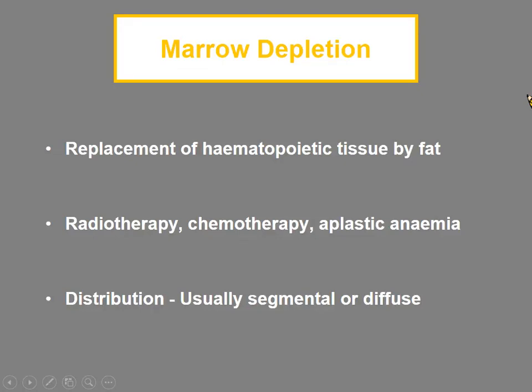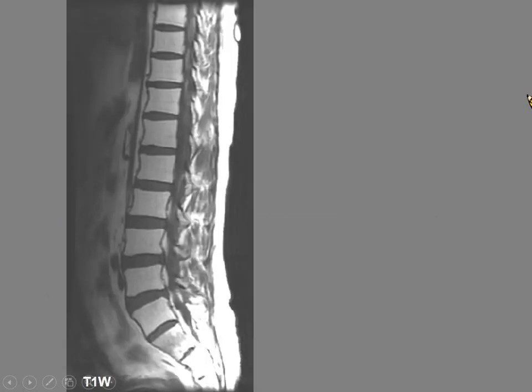In terms of distribution, they can be segmental if it's due to radiotherapy, or diffuse if this is associated with aplastic anemia. Now, how does a patient with marrow depletion appear? Well, usually the marrow would have a high T1 weighted signal because of the larger amounts of fat within the marrow. Now, I've mentioned earlier that as a patient ages, there also tends to be more yellow marrow within the skeleton. So how does this appear from a patient with marrow depletion?